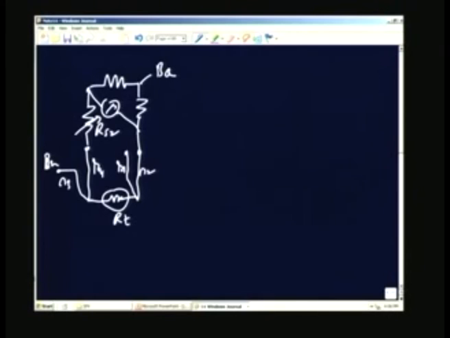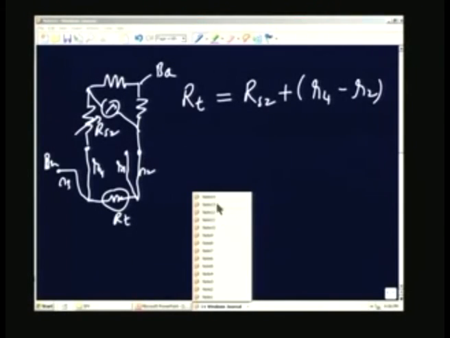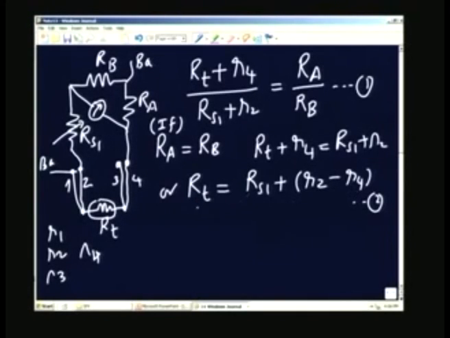So, what I have done is I have simply changed 2 and 4, and the connection R3, which was floating in the first case, is now going to be used for the connection to the battery, and by an argument similar to what we did in the previous case, we can see that RT in this case is RS2 plus R4 minus R2. So, if you go back to the previous one, R2 minus R4 plus RS1 equal to RT.